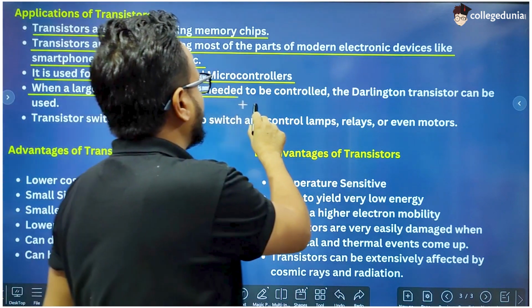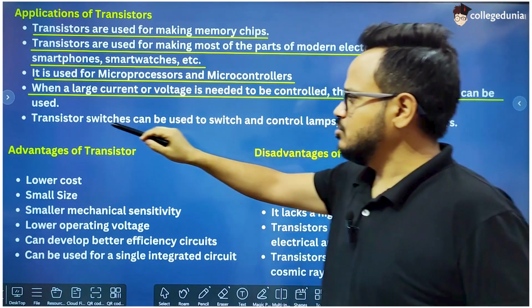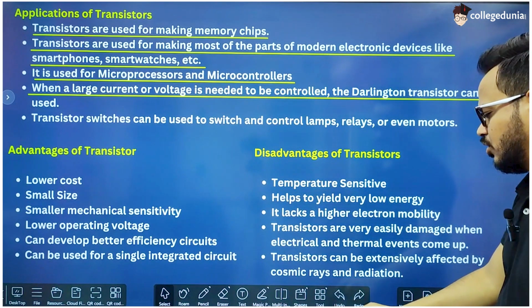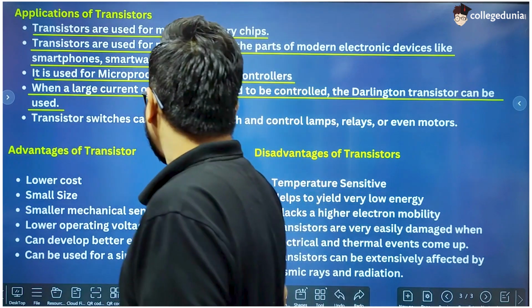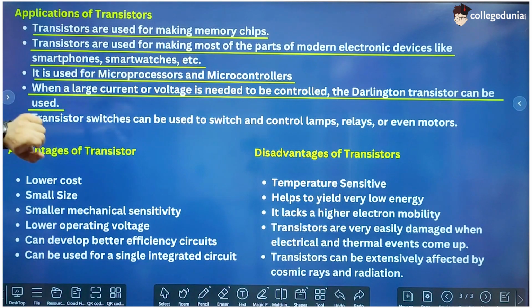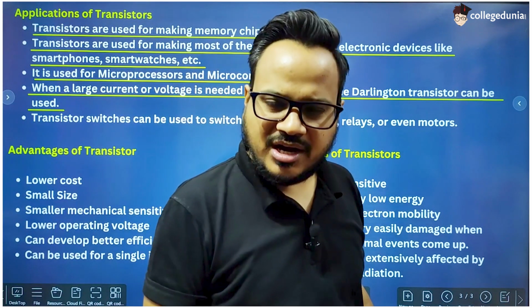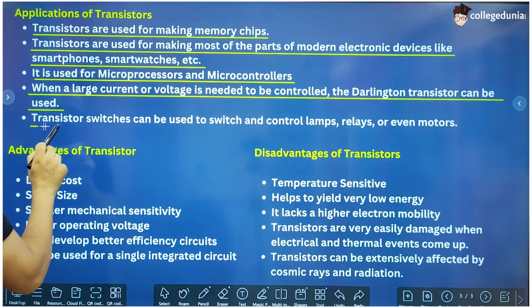When a large current or voltage needs to be controlled, a Darlington transistor can be used. Darlington transistor is beyond the scope of this video. We are not going to discuss particular types of transistors in this video, but whenever a large current or voltage is to be controlled in digital electronic circuits, a transistor is used. You will study more about transistors in coming videos.